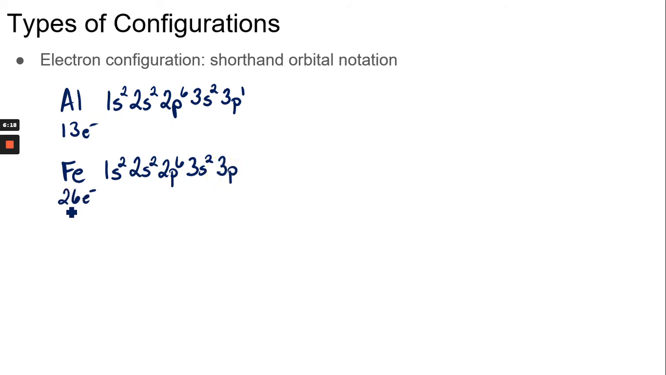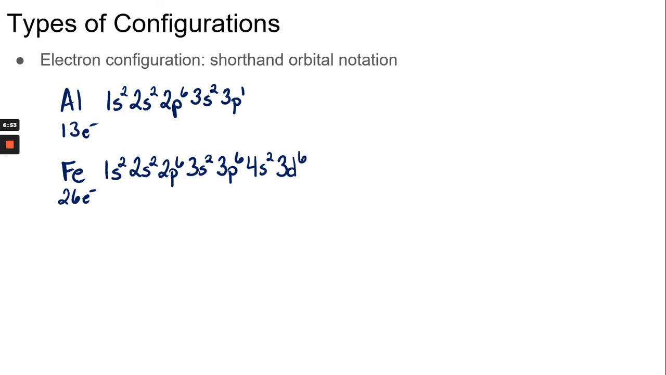Since we're at 12 and I'm trying to get to 26, the 3p is also going to be full, so I can say 3p6. And then this is where you have to be careful. After 3p comes 4s, and so that's 20 electrons. I have 6 more. After 4s is 3d. Now d can hold up to 10 electrons. I'm at 20, trying to get to 26, so I'm going to put those 6 electrons in the 3d.